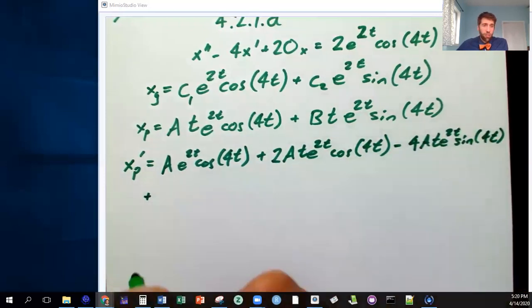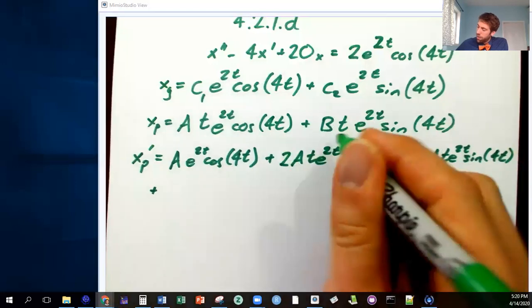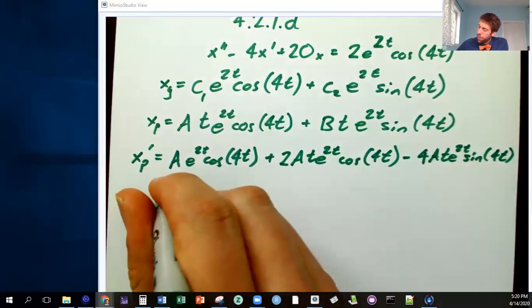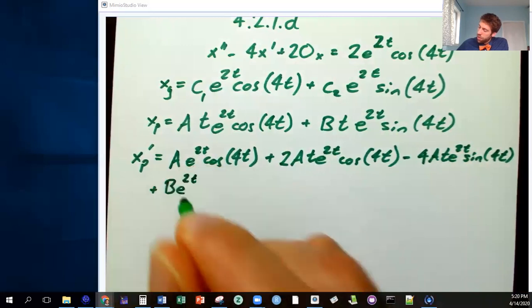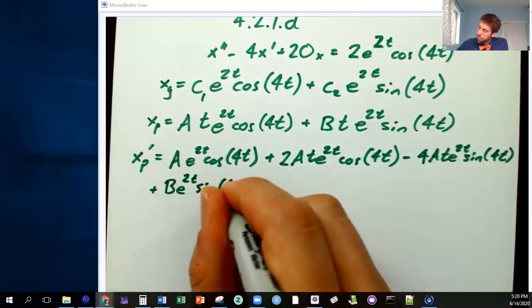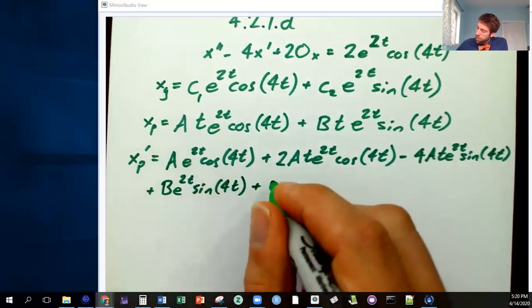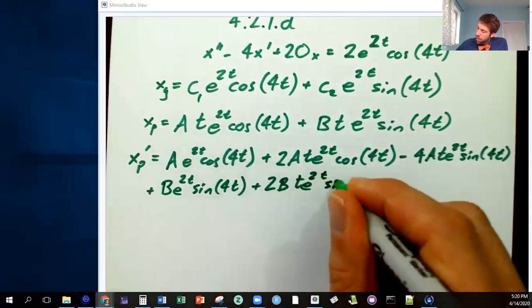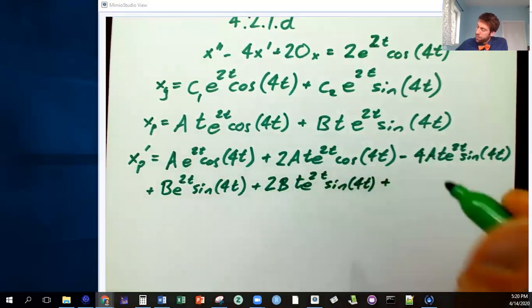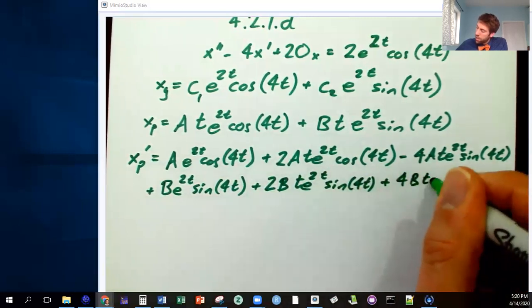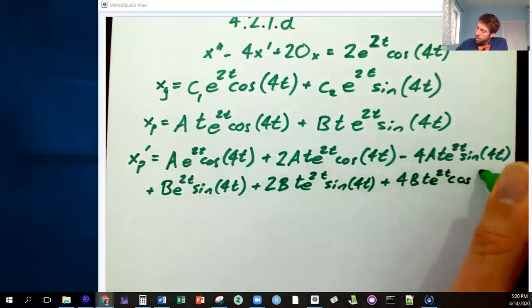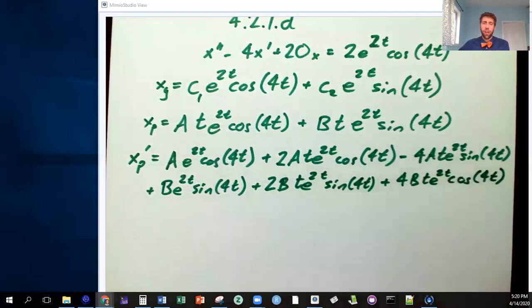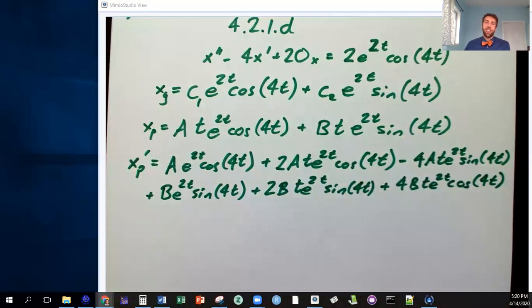And then I'll add, plus, this is just the first derivative, guys. Here we go. So plus, now we'll do this thing. So we'll take derivative of t first. So b e to the 2t sine of 4t plus 2b t e to the 2t sine of 4t, then plus 4b t e to the 2t cosine 4t. Okay, that was the first derivative. Now let's take the second derivative.